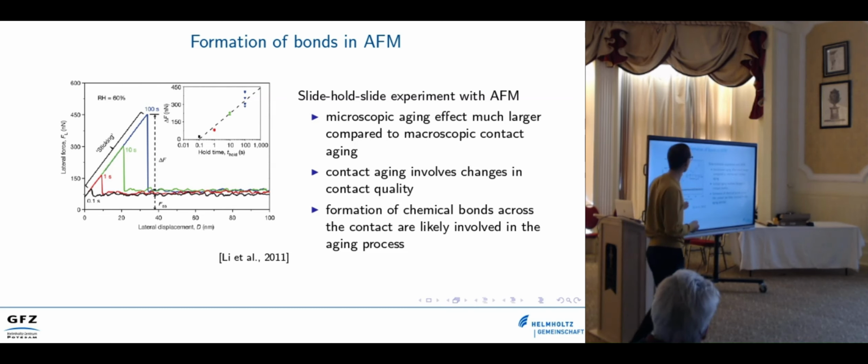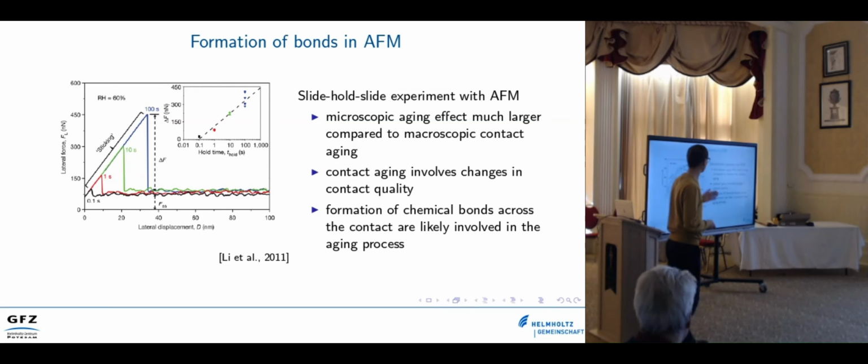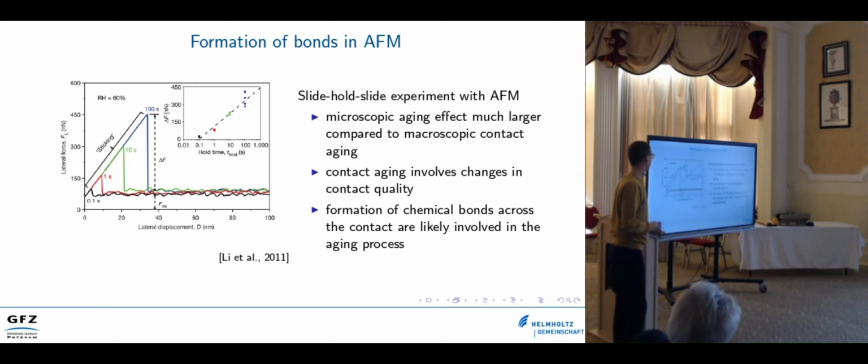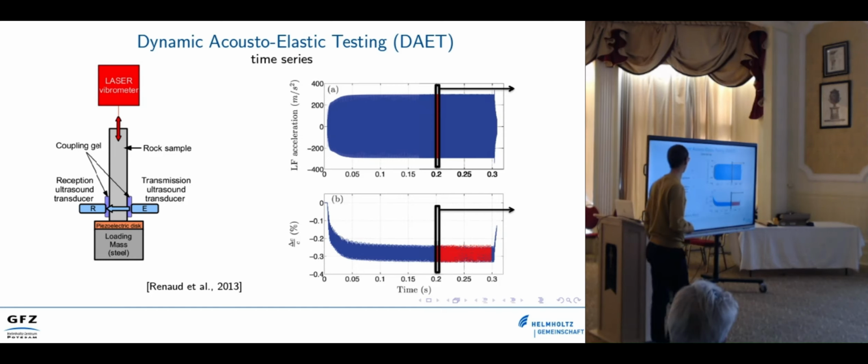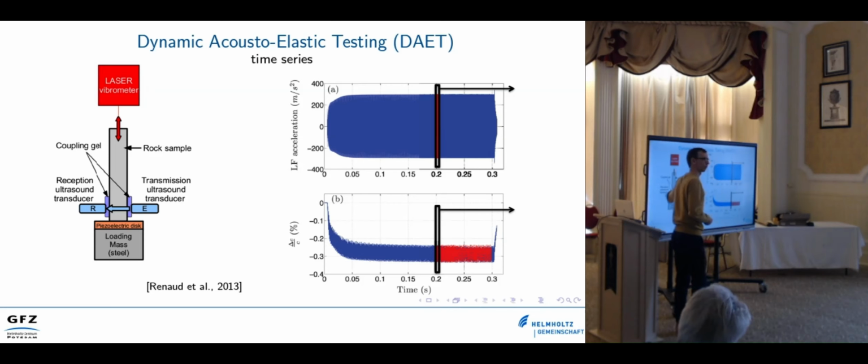For example, by purifying the surface, or also by doing these experiments in vacuum or in different ambient conditions, it was shown that this is actually chemical bonds forming between these two contacts. So we've used that to model an experiment that has been mentioned, the dynamo-acousto-elastic testing, which is basically also a resonant bar experiment, but the softening is not measured by evaluating the resonance frequency, but by evaluating the sound velocity across the sample.